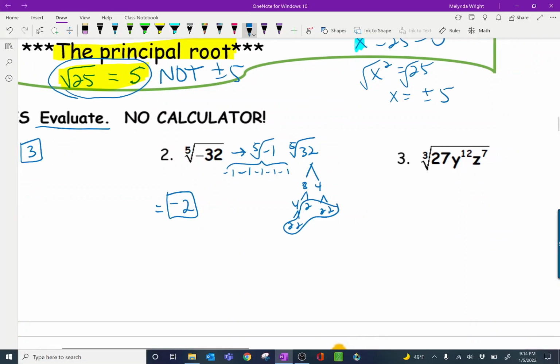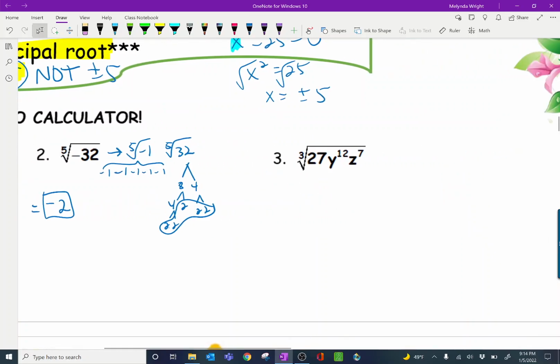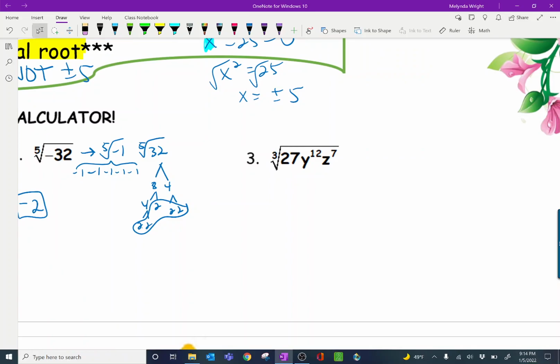All right, let's look at our last example on this page. We're looking for groups of 3. Let's deal with the number first. We know that's 9 times 3 and 3 times 3. That's 3 3s, we're liking that. That's going to come out from under the radical. Remember, the variables are a little different than numbers. We just did the exponent lesson yesterday. When I'm multiplying common bases, what do I do to the exponents? I add them, right?